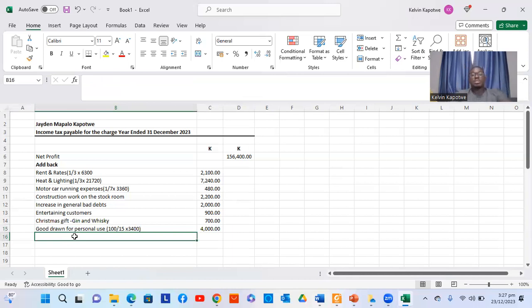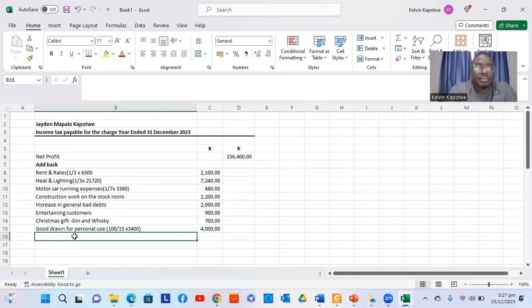The other one is Jaden's nominal salary. So Mr. Kapotwe is paid a nominal salary of 4,000 kwacha. This is not allowed. It is not an allowable expense because this is a sole trader. Mr. Kapotwe is the owner of the business. So the salary that is paid to him is what we call appropriation of profits. Appropriation of profits are wages paid to the owner of the business, or the profits paid to the owner of the business. So it's a component of his profits. And as such, the Income Tax Act requires that we add back appropriation of profits.